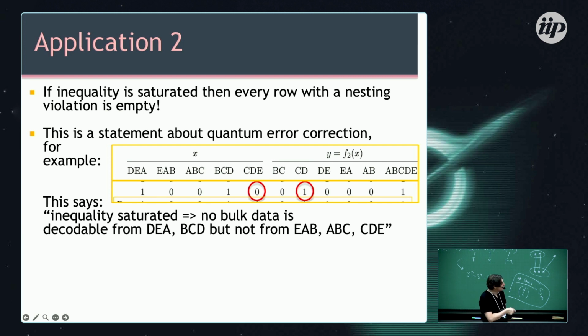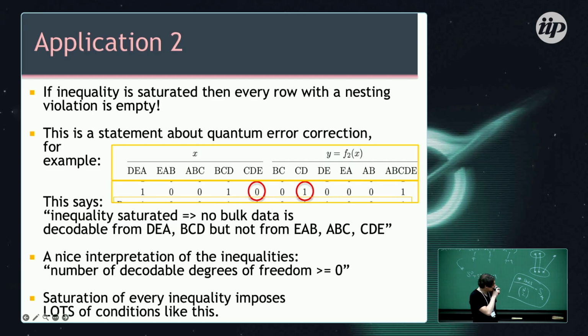And the statement is that if this inequality is saturated, then it will not happen. So this gives me a tight, necessary condition for a code to achieve certain error-correcting properties. And that's my second application. This gives me a nice interpretation of the inequalities, because imagine that I started from a situation where the inequality is not saturated, okay? Then I have this region, and then I tune the inequality to saturation, then I know that this region will get smaller and smaller. In other words, my capacity for encoding some data such that it's decodable by those combinations of parties is getting smaller and smaller until I reach saturation and it's exactly 0.